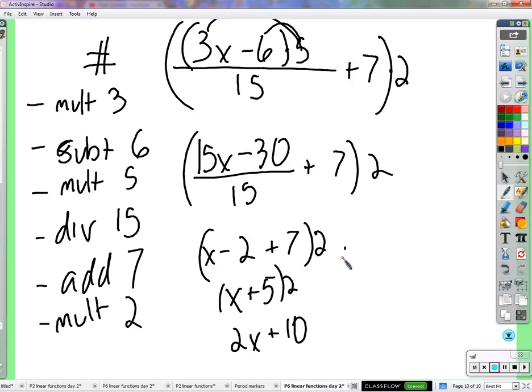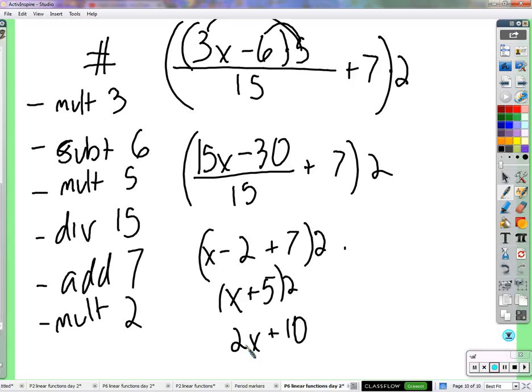Let's plug 7 in there. Plug 7. What do you get? 24. 2 times 7 is 14, plus 10 is 24.